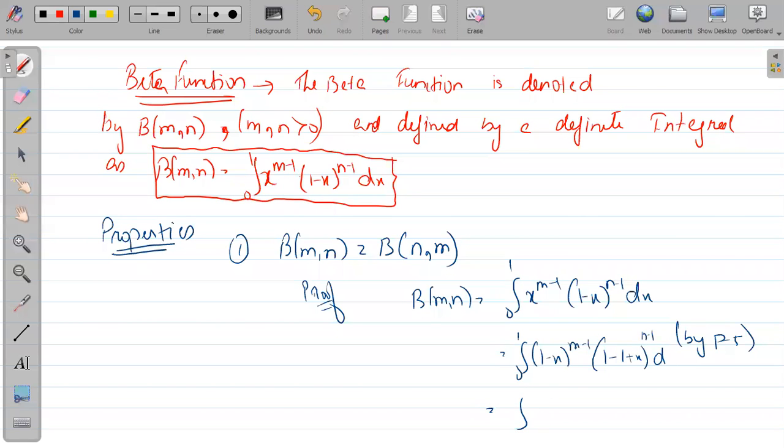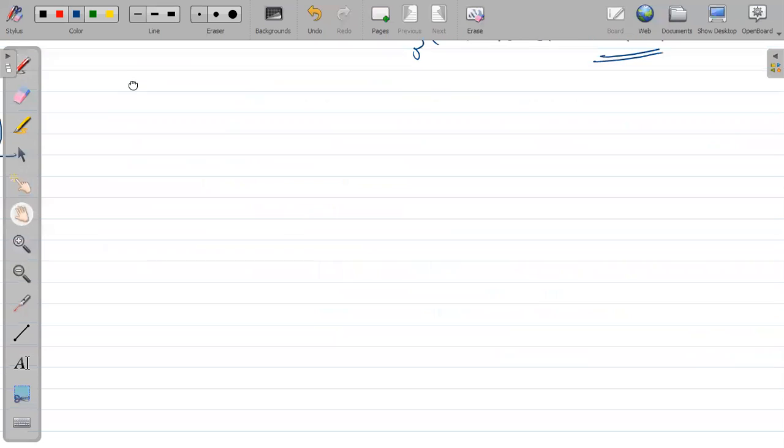Simply I am getting this: integral from 0 to 1 of (1 minus x) to the power m minus 1, x to the power n minus 1. And now you can say, sir, it is nothing but beta(n, m). Hence property number 1 is proved. It's a very simple property, right?